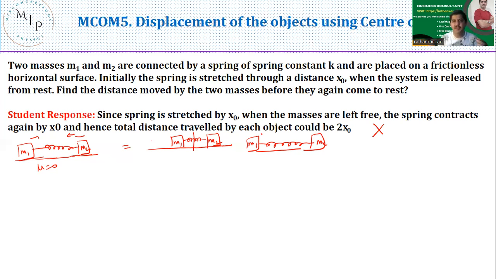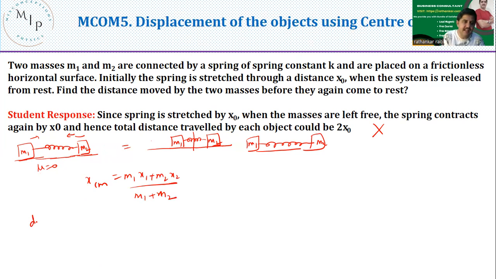Now, the moment you leave your fingers, when the spring is already stretched, the masses start moving like this. What happens to the center of mass? Does the center of mass change or will it remain the same? It remains the same. Which means that if I take XCM, along the x direction, no YCM, no Y motion, XCM is equal to M1X1 plus M2X2 divided by M1 plus M2.